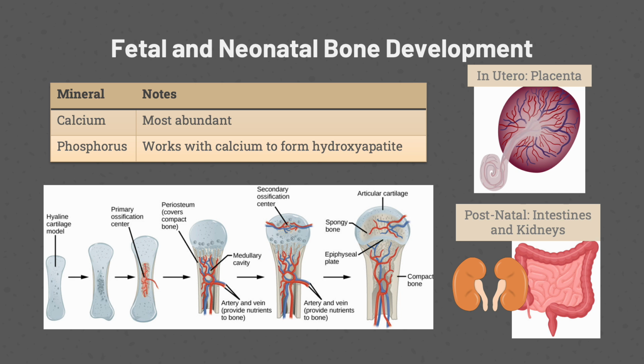And then if you look on the right there, in utero, baby's going to get their calcium and phos from mom. However, if they are born prematurely, they are going to have to rely on intestines and kidneys, which in premature infants are sometimes immature. So they have to rely on those two to replicate what they would get while they were in mom for the rest of that third trimester.